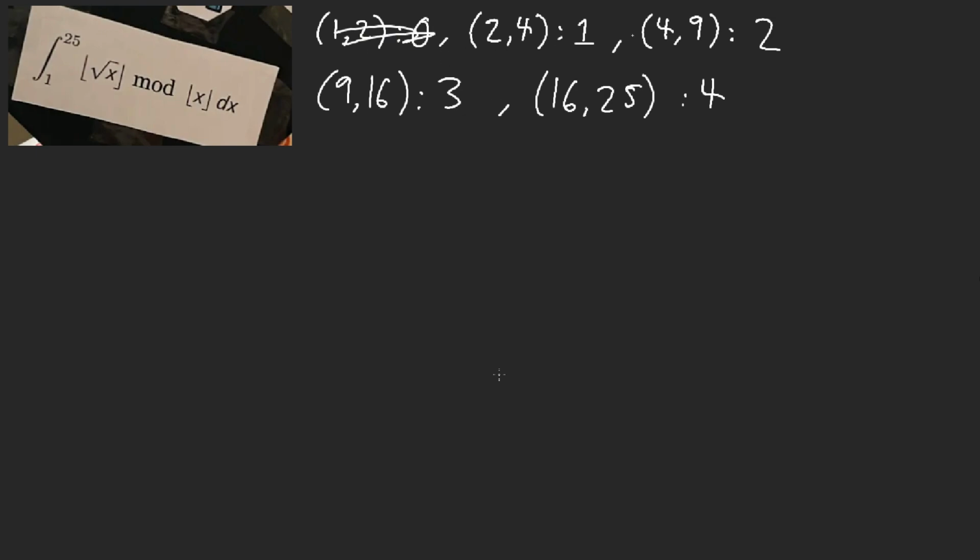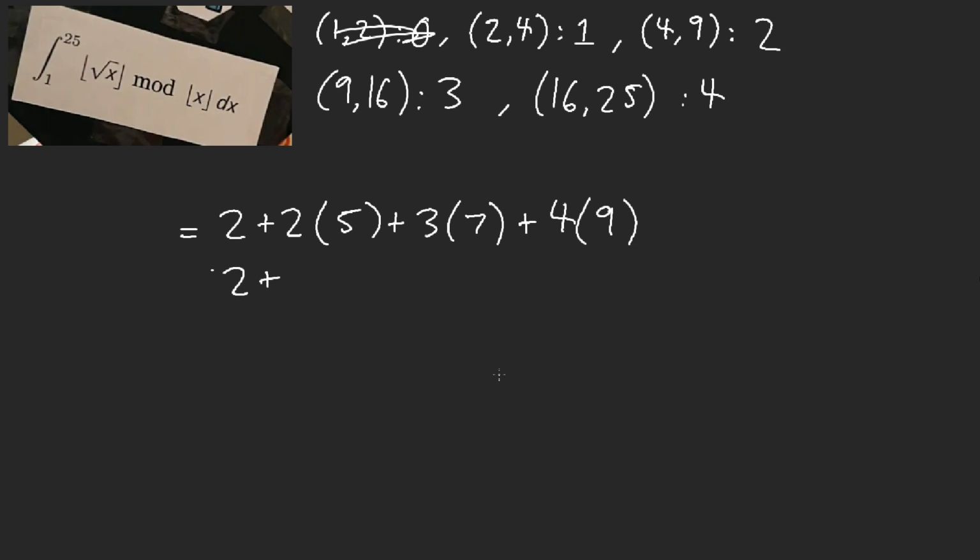So this is 0. Here we have 4 minus 2, which is 2. 2 times 9 minus 4 is 5. 3 times 16 minus 9 is 7. Then 4 times 25 minus 16 is 9. So this is our answer here. We have 2 plus, or 12, to combine this. We have 12, 21, 36. Yeah, as you can see, we have our final answer: 69! Isn't that nice?